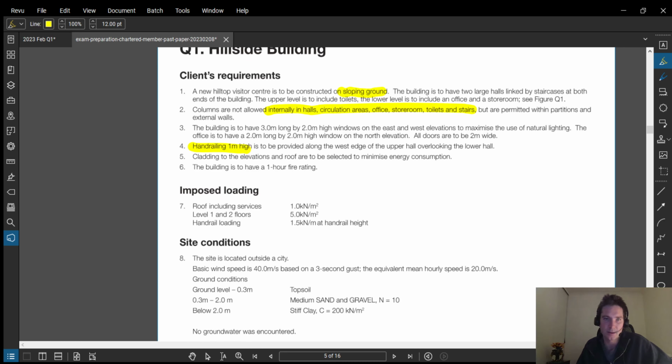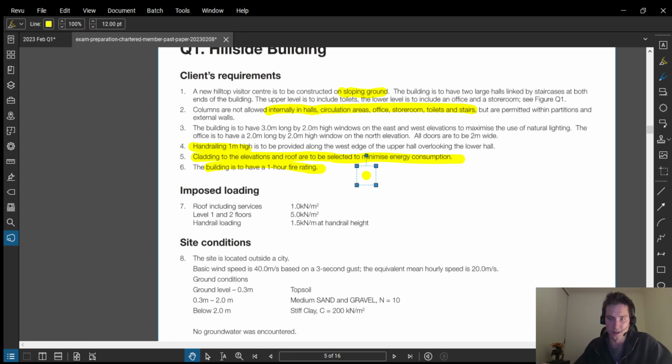Also here, this is something that took me a little bit off guard because, as structural engineers, we don't really pay too much attention to cladding, but it's one of 6 client requirements, so let's make sure that we address it. So the cladding to the elevations and roof needs to be selected to minimize energy consumption. Okay, noted. I'll talk a little bit about how I address that in my attempts in a little bit, and also the fire resistance of the building. So they're all things that we're going to address through sketches and commentary in section 1.